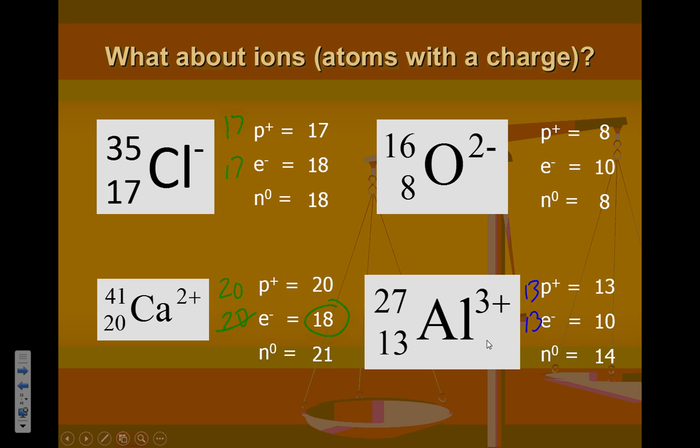So once you write it there, pause a second and think it through. 13 positives, 10 negatives. Yes, that does give me a +3. And that ends our next set of notes over the atom.